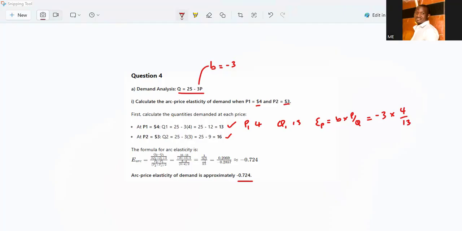Negative 0.923. What is our comment here? Inelastic. Anything starting with 0 is inelastic.